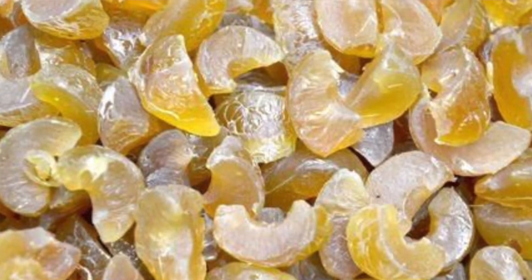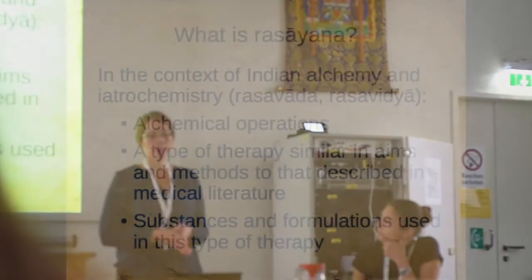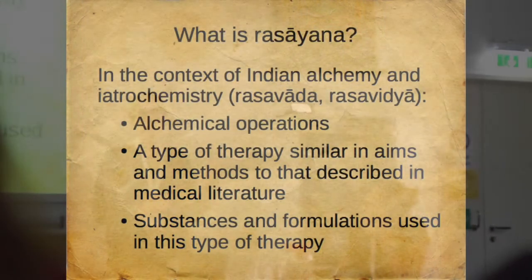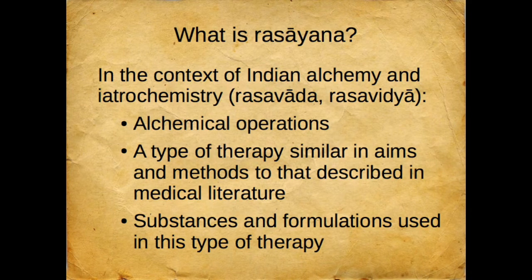In the context of Indian alchemy and iatrochemistry, so Rasavada or Rasavidya, Rasashastra, the term Rasāyana first of all describes alchemical operations. That's all that is involved in the making and taking of elixirs, and these elixirs are supposed to give the user immortality, but sometimes also liberation in the living body. It's an umbrella term for all the processes that happen: the preparation of the medicines, the complicated purification processes, the mixing of the substances together, the rituals in this context, the mantras that are spoken.